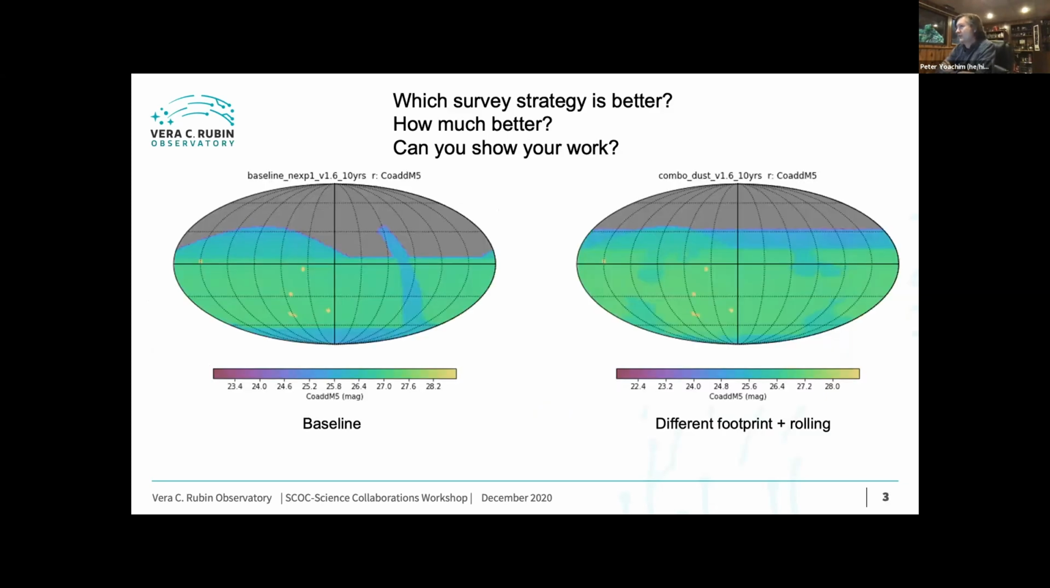And so we have things like this. Here's the co-added depth in R band for our baseline and then combo dust. You can see they look pretty similar, but there are some significant differences. And we want to ask the question, which one's better?